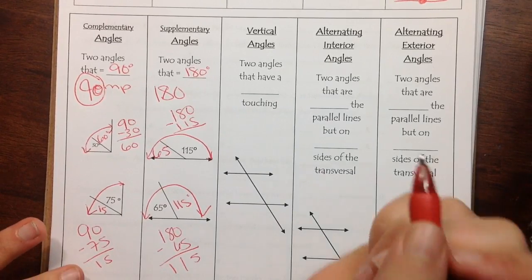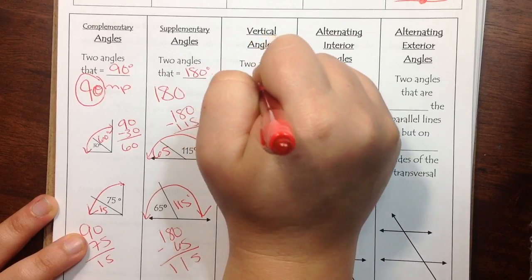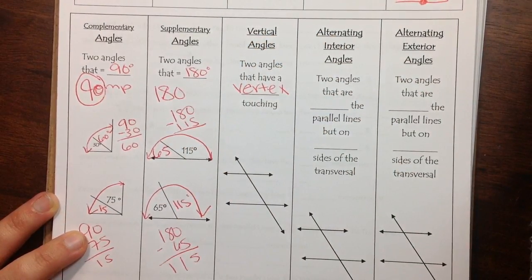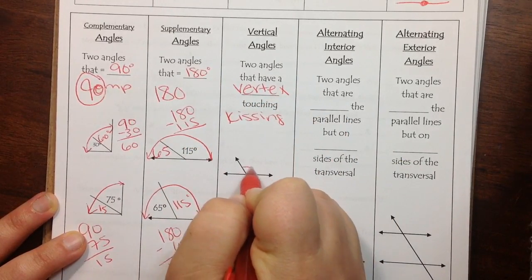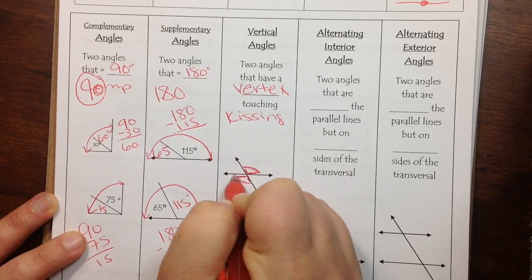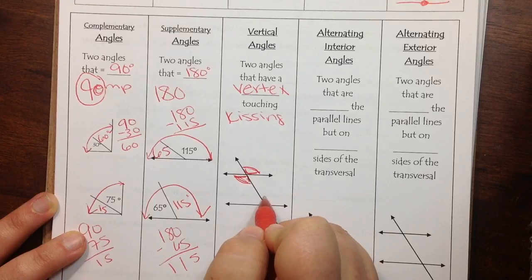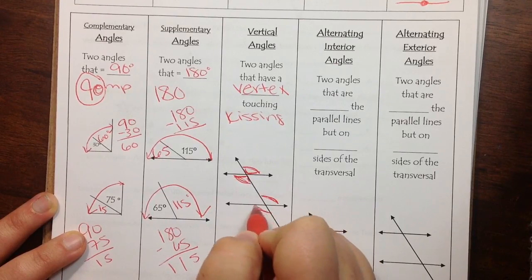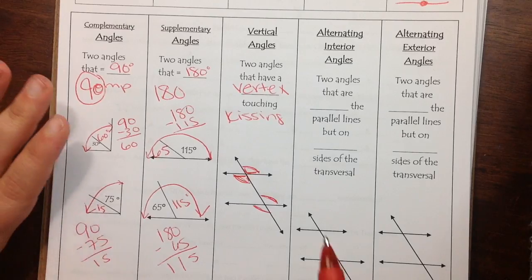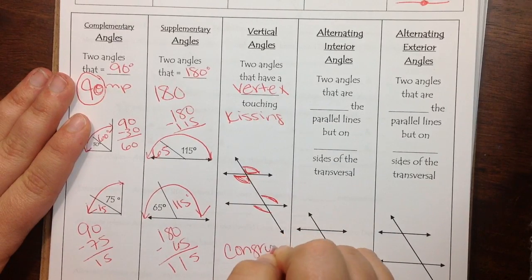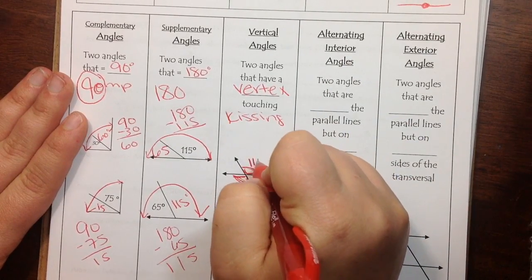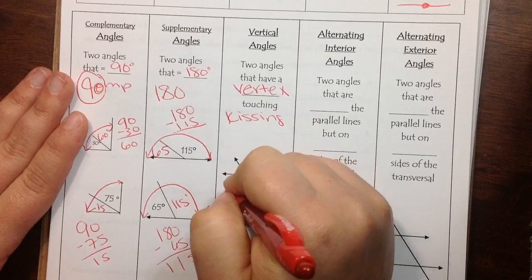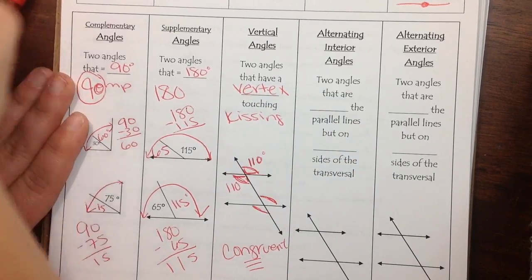Vertical angles are two angles that have a vertex touching. Okay? To me, they look like they are kissing. So, this angle is kissing this angle. See? This angle is kissing this angle. Vertical angles are congruent. Congruent means they are exactly the same. So, if this guy is 110, who he is kissing is also 110.